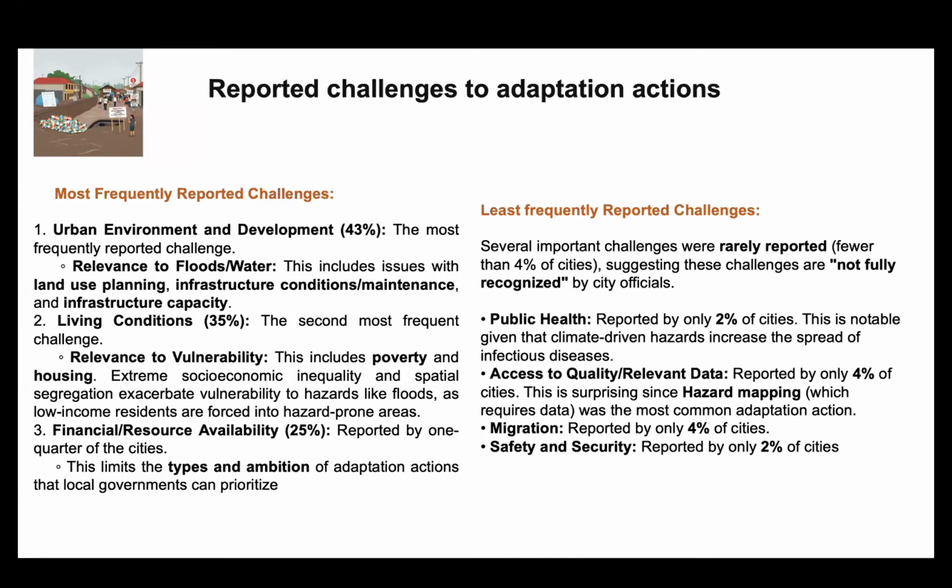So this goes back to land use planning, infrastructure condition, maintenance, infrastructure capacity. Living condition is a big one, right? We're talking about, again, one of the regions with the highest disparities, and that means poverty, that means poor housing. So all this socioeconomic inequality, this spatial segregation, makes people more prone to these hazards and waterborne disease, right?